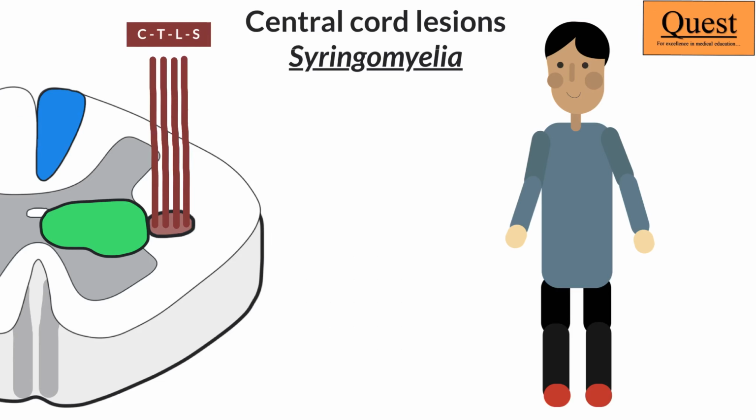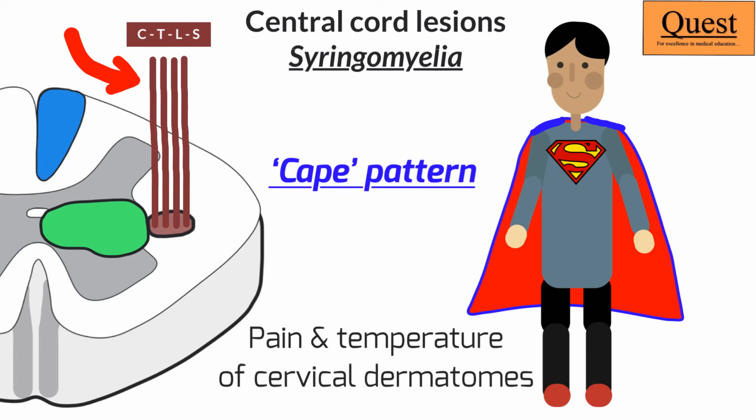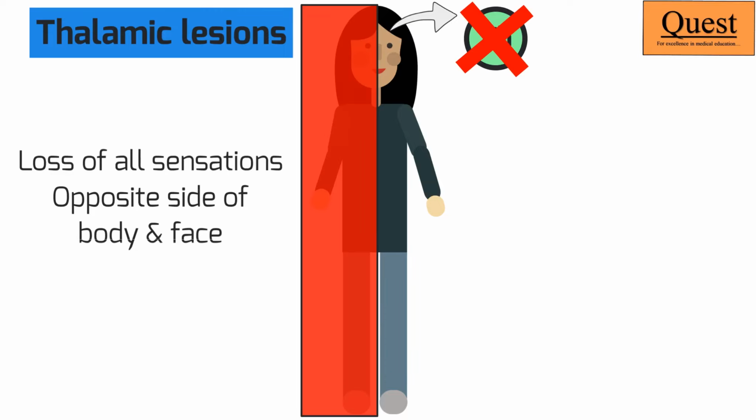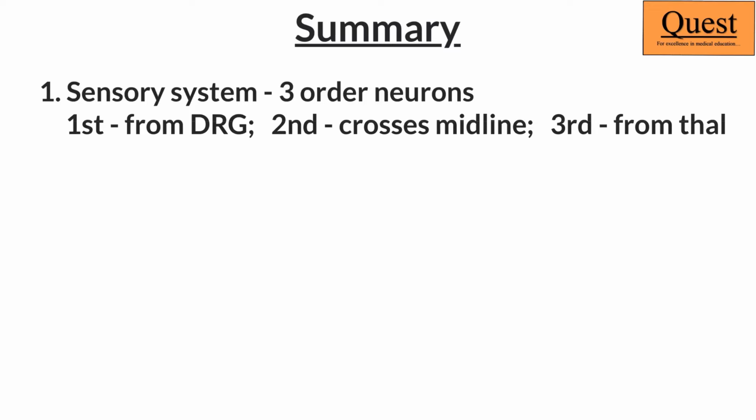Now, central lesions are more likely to affect the cervical fibers of the spinothalamic tract than the sacral fibers. This means patients are more likely to lose pain and temperature in the neck and the upper limbs before they lose the same sensations in the lower limbs. This pattern of distribution on the neck and the upper limbs is what is known as the cape pattern. Finally, lesions affecting the thalamus would lead to a loss of sensation of all types on the opposite side of the body. In fact, some of these patients might experience severe pain on the opposite side in what is known as Dejerine-Roussy syndrome.